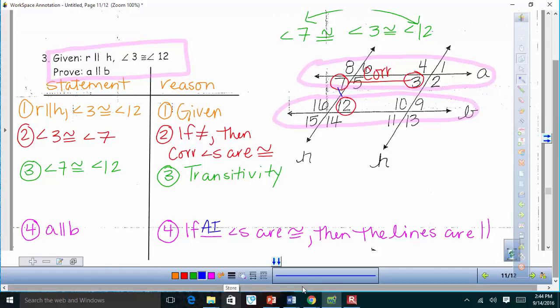Okay, so I know these are very different from yesterday, but are they any harder? No. So the more we practice and the more examples we do, the better they're going to get.